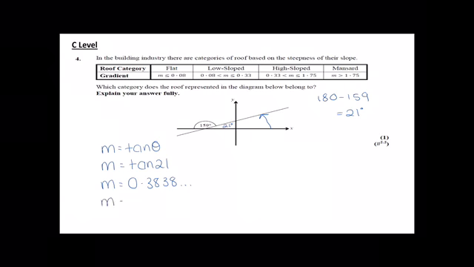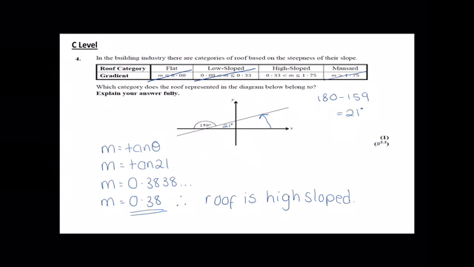Given the fact that every value in my table is rounded to 2 decimal points, I'm going to round this to 2 decimal points as well. So 0.38. If we look at our categories, well, it's not less than 0.08. It doesn't lie between 0.08 and 0.33. And it's not greater than 1.75. So we can write, therefore, roof is high sloped.